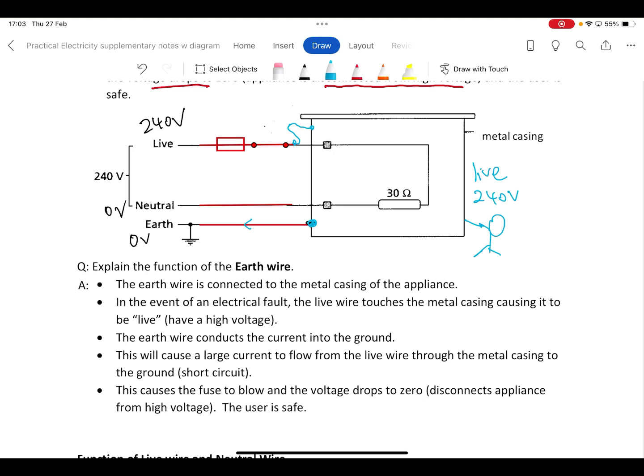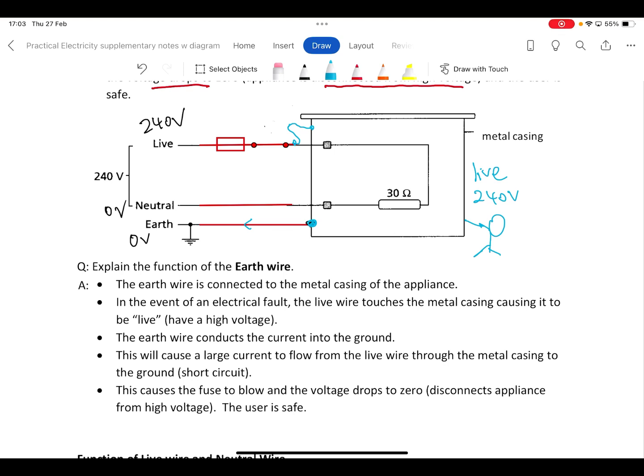But the game is not over yet. Why? Because the current is flowing directly from live to metal casing to earth wire without passing through the 30 ohms, the heater, the appliance at all. There's no resistance. It's going directly from live to metal casing to earth. What do you call this? No resistance. Short circuit, very good.